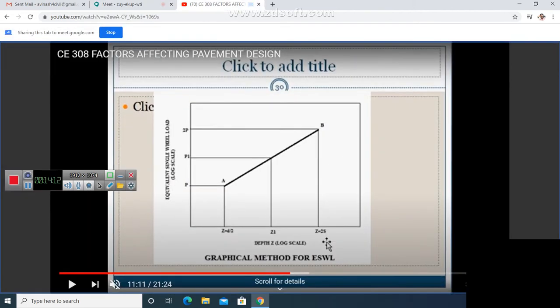Here I have a log graph. On the x-axis I have given the depth on log scale, and on the y-axis I have given the equivalent single wheel load on log scale. Both are given in log scale.